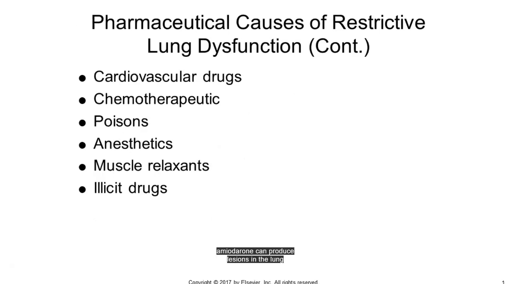Cardiovascular drugs such as amiodarone can produce lesions in the lung, with patients experiencing progressive dyspnea and non-productive cough. Chemotherapeutic drugs often cause pulmonary fibrosis and pulmonary infiltrates, and patients inadvertently ingesting weed killers containing paraquat show signs of alveolar pneumonitis and fibrosing, leading to death. Muscle relaxants can result in decreased chest wall compliance and pulmonary ventilation, and illicit drugs such as cocaine, particularly in the form of crack, and heroin can cause pulmonary edema with interstitial pneumonitis and pulmonary hemorrhage.